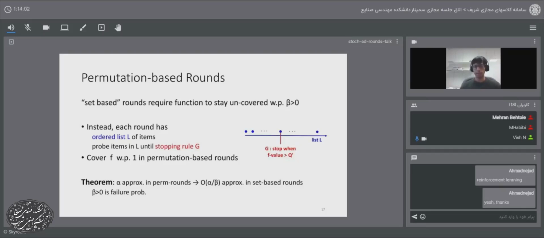So if we allow for some failure probability beta, then we will have some increase in the approximation bound that depends on the failure probability, but it's sort of a smooth trade-off again. So if you achieve an alpha approximation using permutation rounds, then for any failure probability beta, you can achieve an alpha divided by beta approximation using set-based rounds. So based on this sort of transfer theorem, it suffices to focus on permutation rounds, and that's what we do in the paper. And that's also what has been done in prior work on this topic.